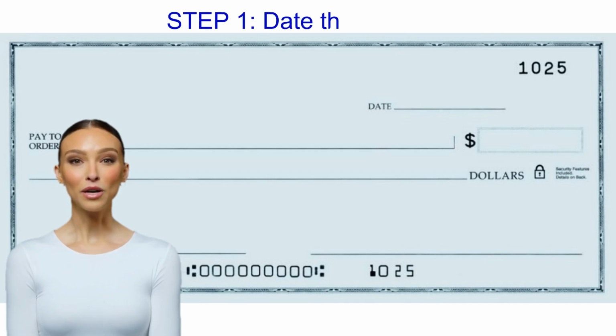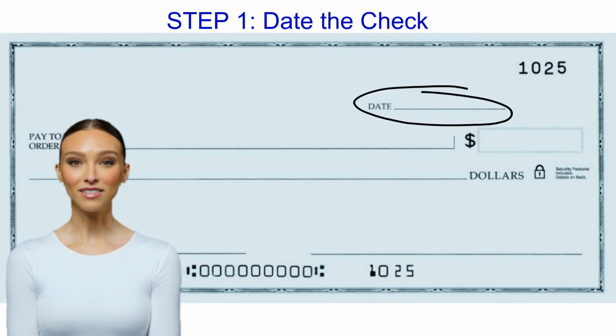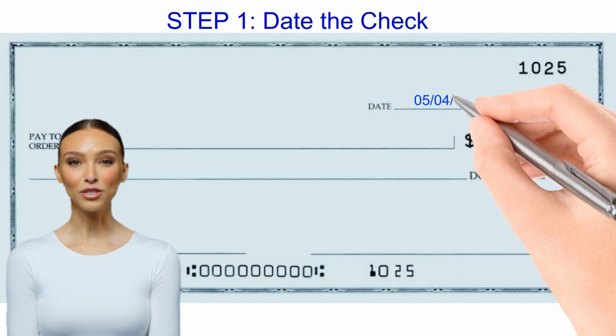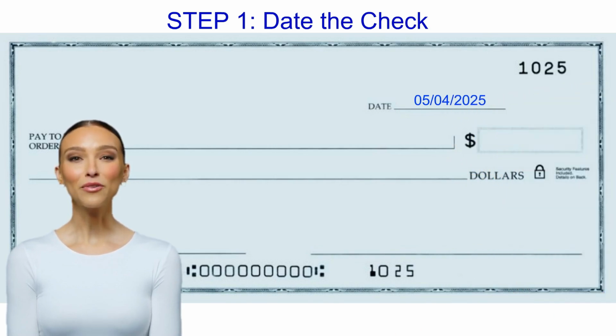All right, step 1. Look at the top right corner of your check. This is where you write the date. Always use today's date in the month/date/year format. So if today is May 4th, 2025, you'd write 05/04/2025. Learning how to write a check with today's date is important because it tells the bank when the check was issued and helps the person you're paying deposit it on time.